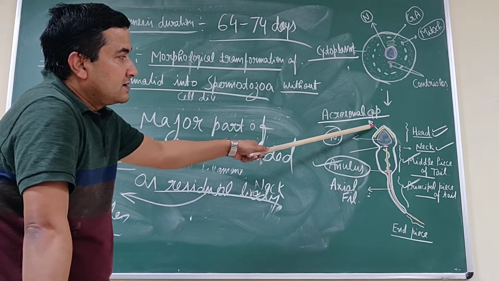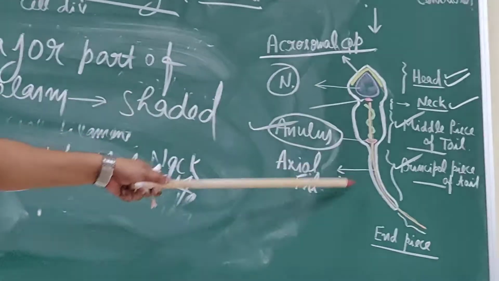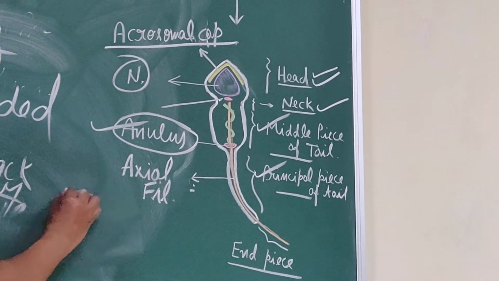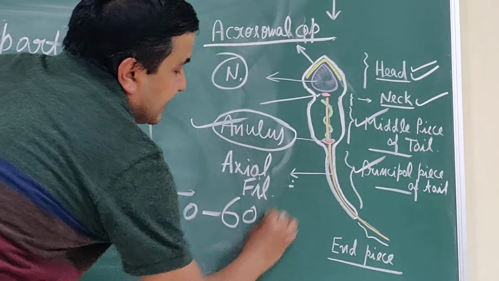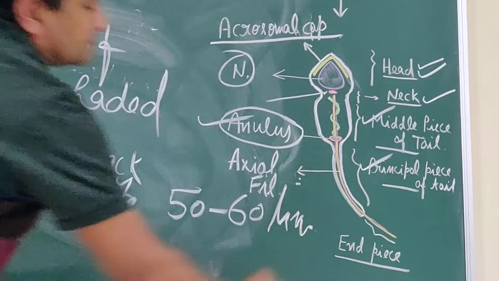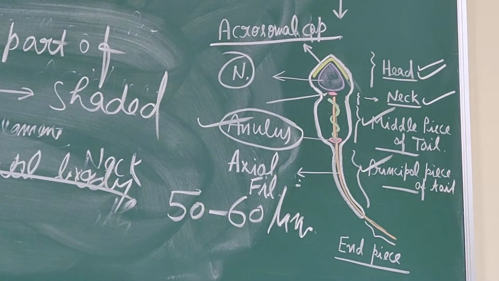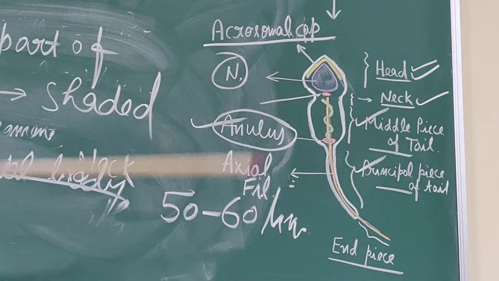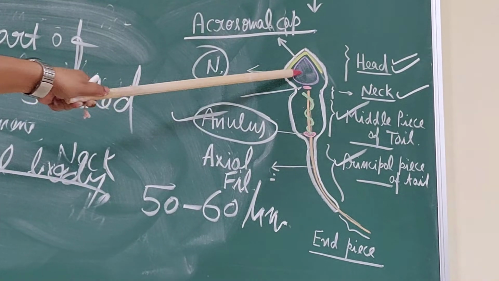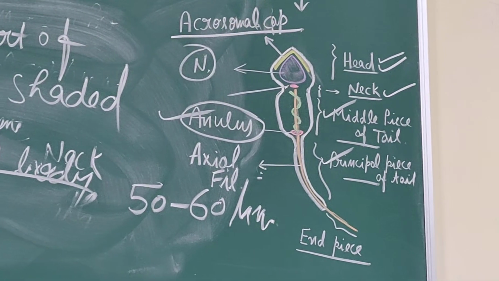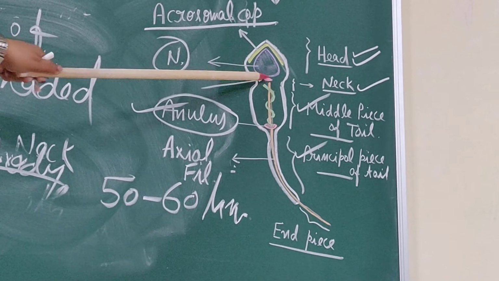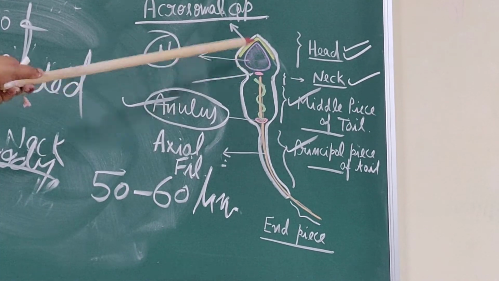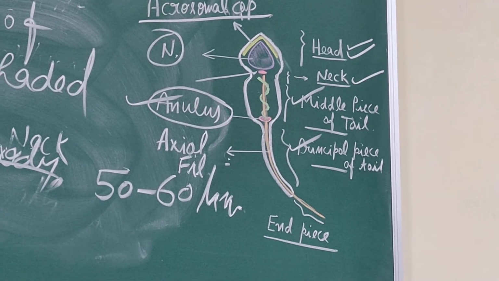If you see a spermatozoa, or you can say sperm, it is about 50 to 60 micron in length. If you see the parts, there is the head. In the head, there is the nucleus and the acrosomal cap. Next is the neck. In the neck, the proximal centriole is present.